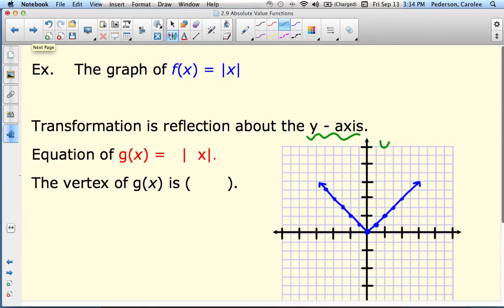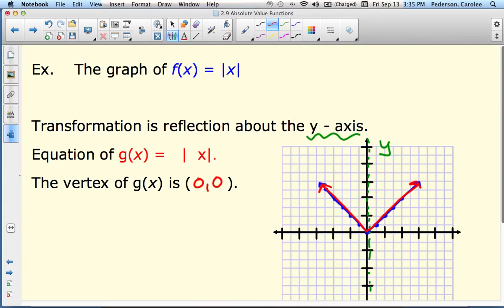So here's our y-axis, and we want to reflect it. So imagine drawing a vertical line along the y-axis and folding this blue function along the green line. What happens then is it becomes the same function. So there's no change in what the graph looks like. So the vertex is still 0, 0 in this function.